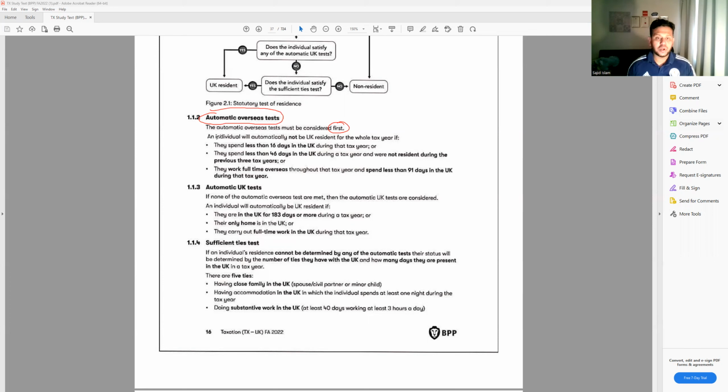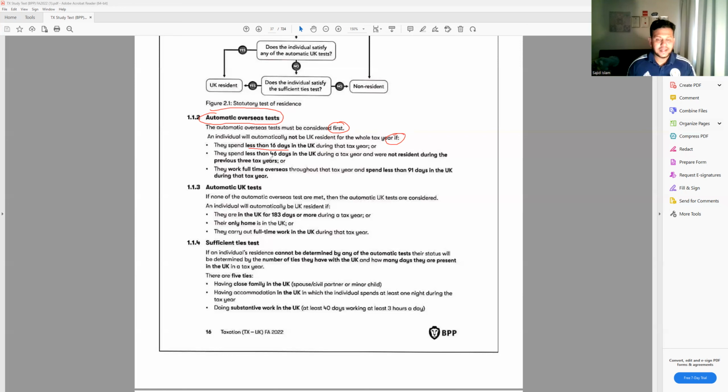An individual will automatically not be UK resident for the whole tax year if they spend less than 16 days in the UK during the tax year. So it's very important. Remember these days. Less than 16 days, automatically non-resident.